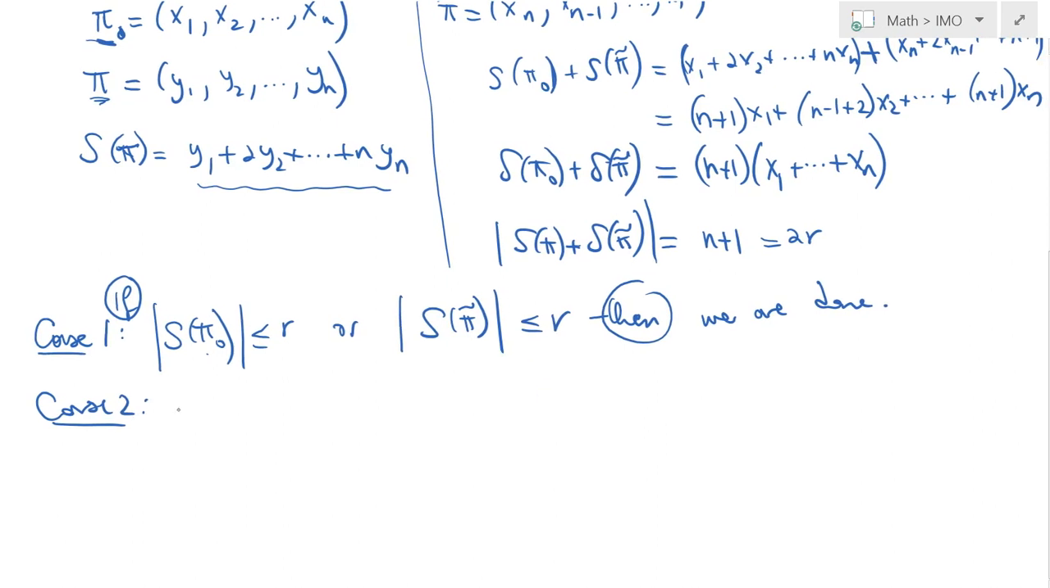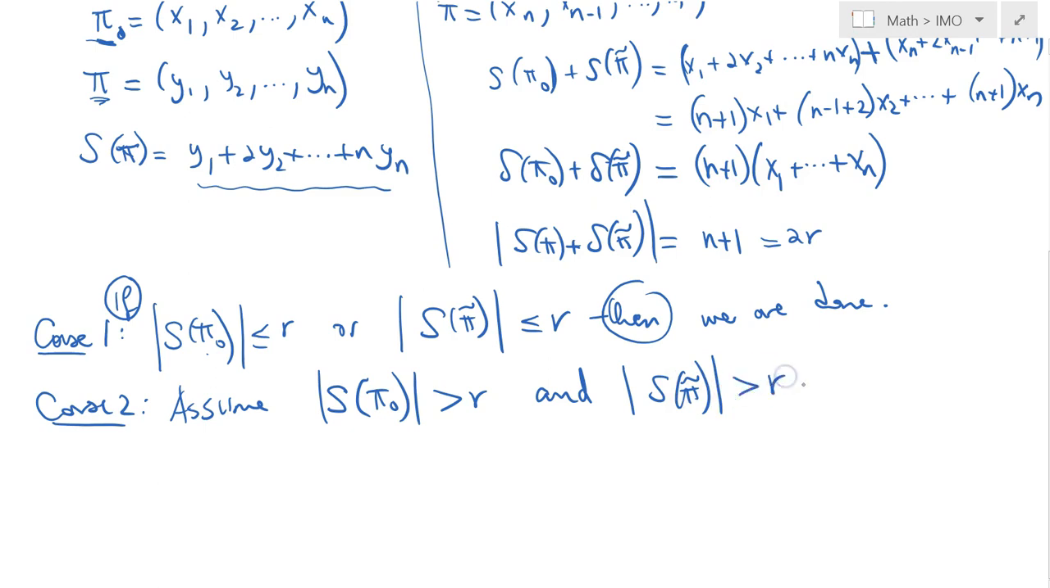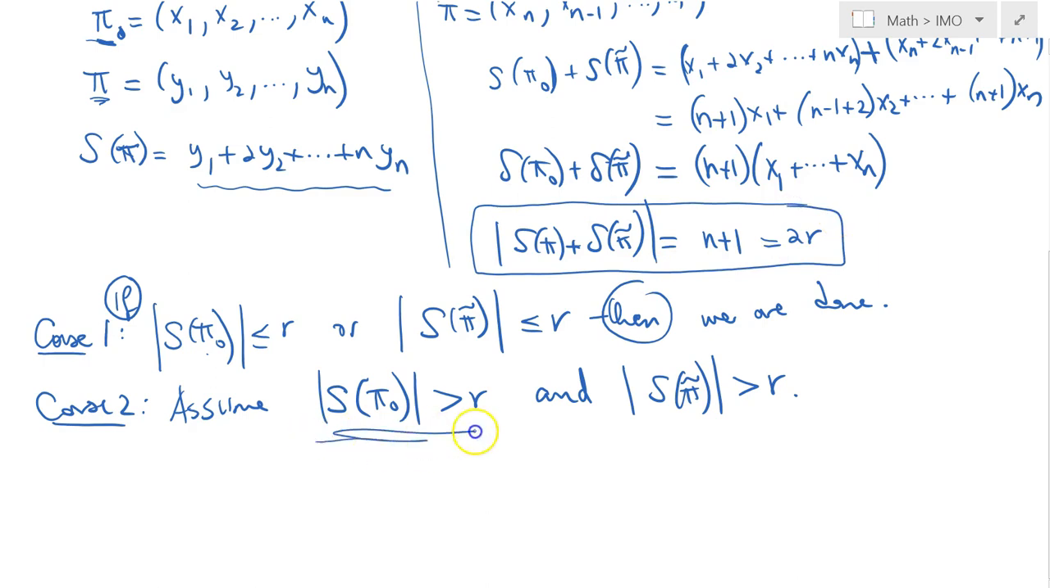Okay, then for the rest of this discussion, case 2, we will simply assume that the absolute value of s of pi 0 is strictly greater than r, and s of pi tilde is strictly greater than r. But when you add those two, we know that this sum is supposed to be equal to 2r. The only way this can happen is that s of pi 0 and s of pi tilde have opposite signs, right?